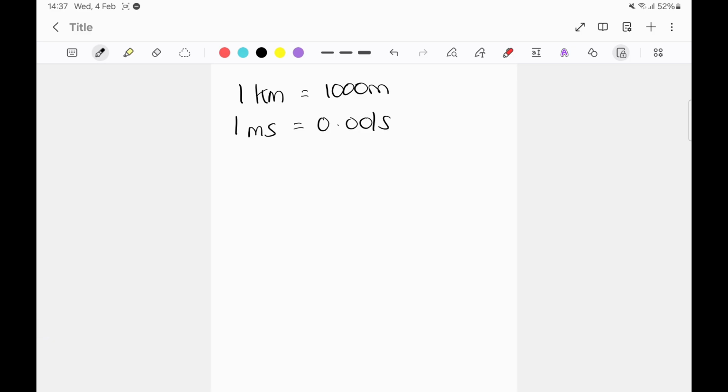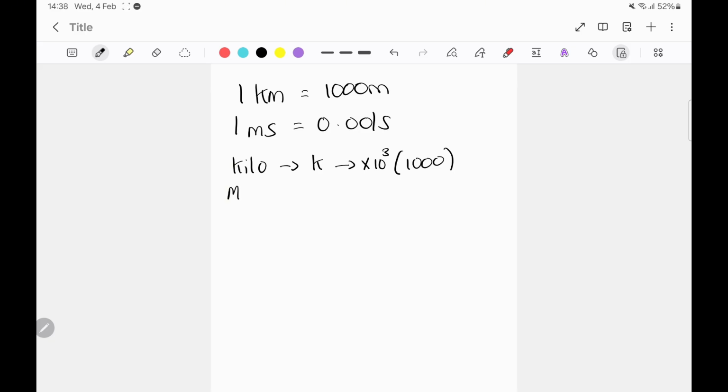So let's start from kilo. We have kilo, which has the symbol k, and it is equivalent to multiplying by 10 to the power of 3, which is just 1,000. 10 times 10 times 10 is 1,000.